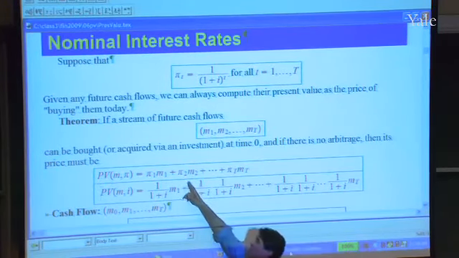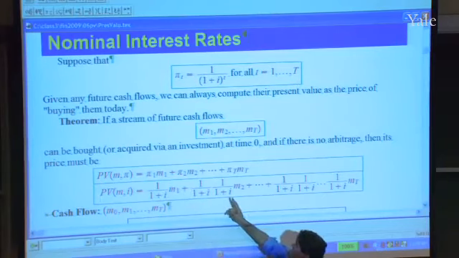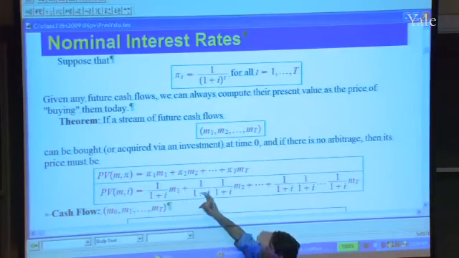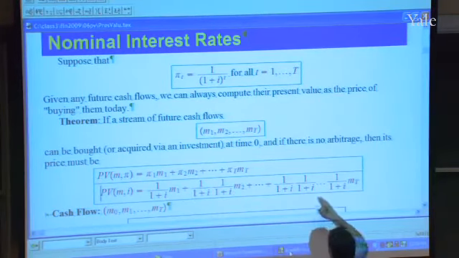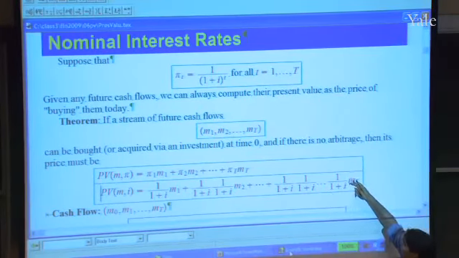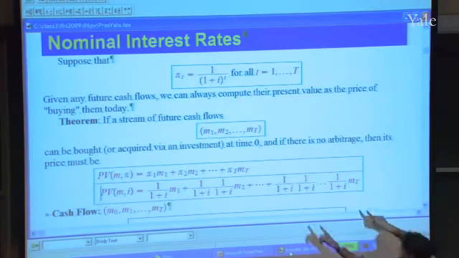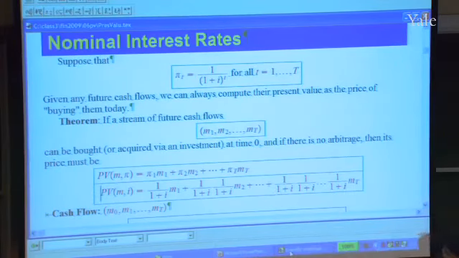And if the prices of the zeros are given just by the interest rate, discounting it, then it's just M1 over 1 plus I, M2 over 1 plus I squared, and MT over 1 plus I to the t. I see there's a typo here. Oh, no, there's no typo. It's 1 plus I to the t. They're all these 1 plus I to the t.